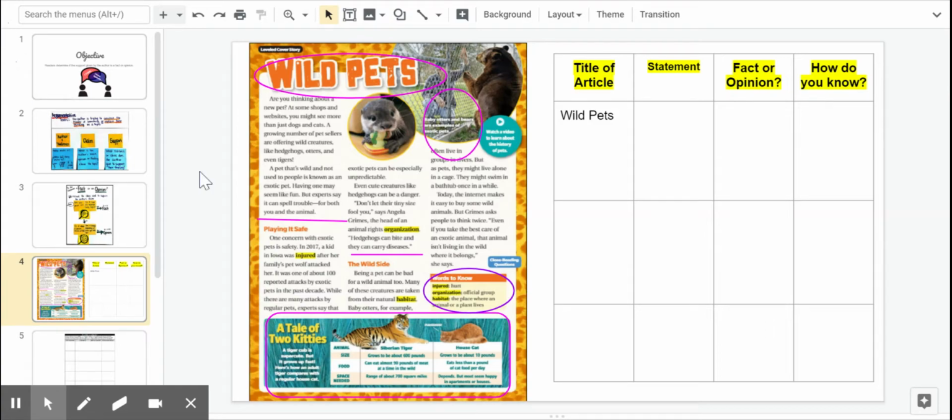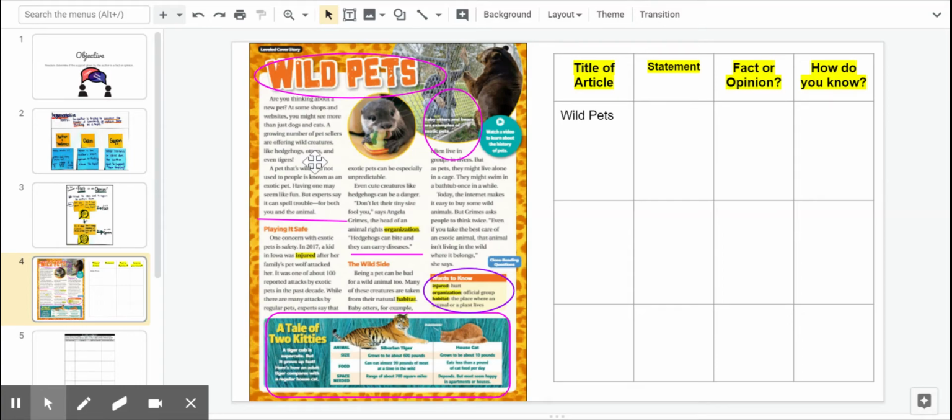This text also has a large text box at the bottom down here. So I've circled that. It's called A Tale of Two Kitties. And it talks about comparing a tiger cub to a domesticated house pet or a cat. And it gives information on that. And that's something that's important. You're going to want to read that as well.